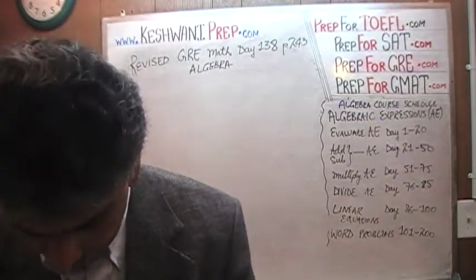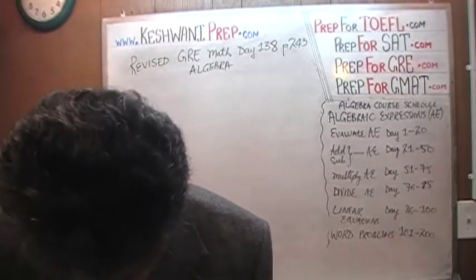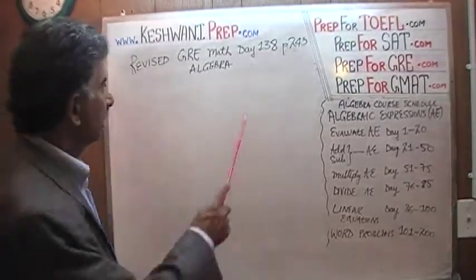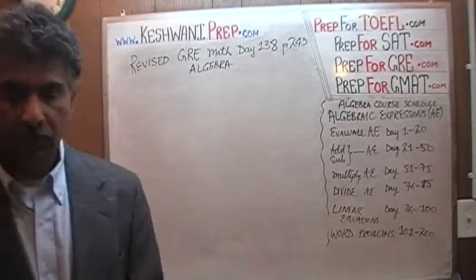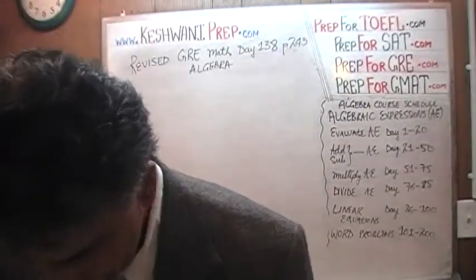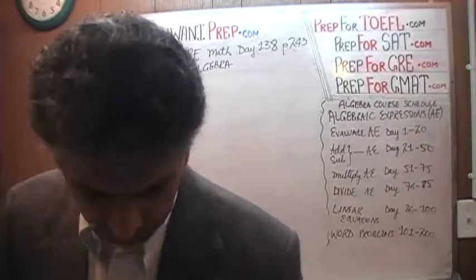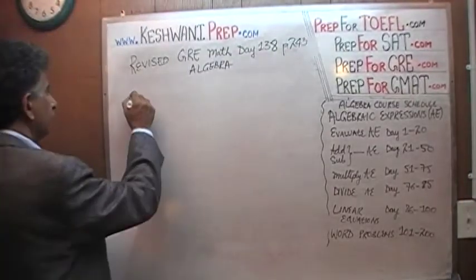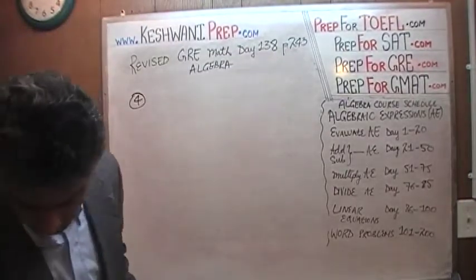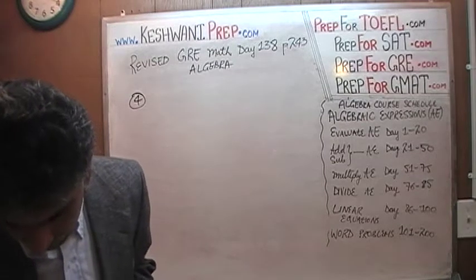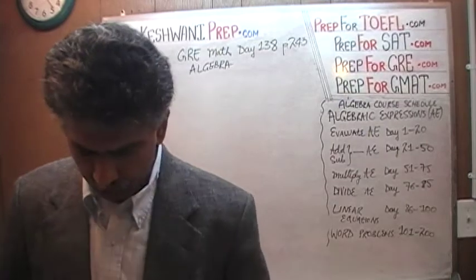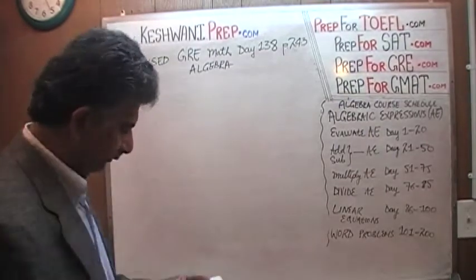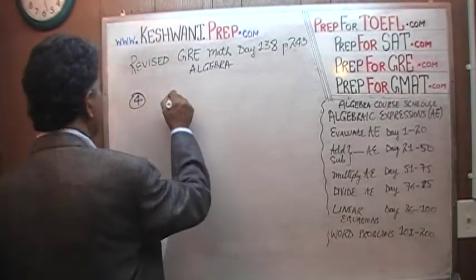The problem that we are about to solve is the one that you will find on page number 243. Page 243. Today is our lesson number 138. Let's take a look at it. The very last problem on the page, number 4. It says if the function g is defined for all non-zero numbers y by, and they give you the function g.